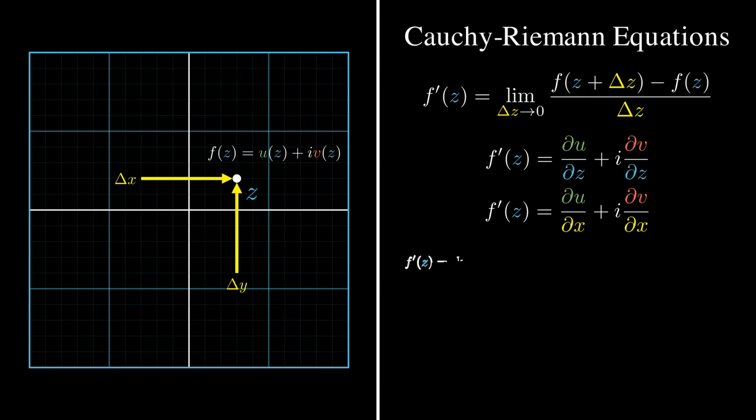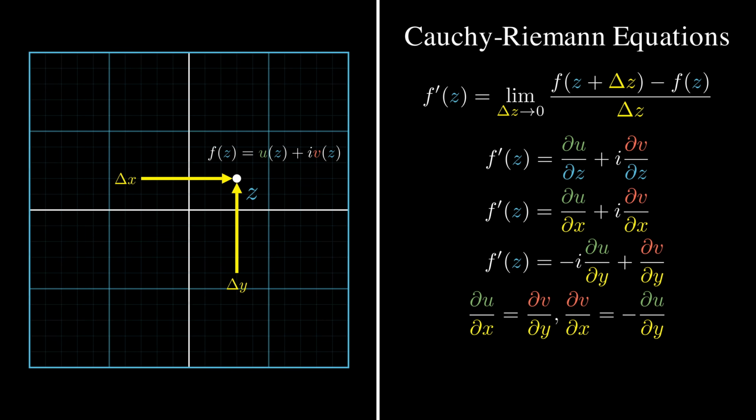If instead we approach from the imaginary axis, then delta z is complex, so we can write it as i delta y. This gives us the derivative in terms of partial derivatives with respect to y. Now let's equate their real and imaginary parts, since these are supposed to be the same. This gives the Cauchy-Riemann equations.